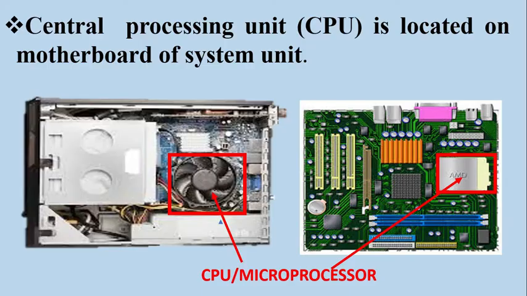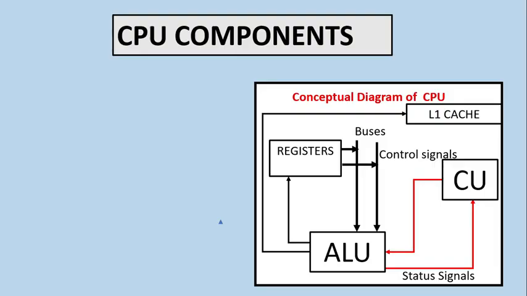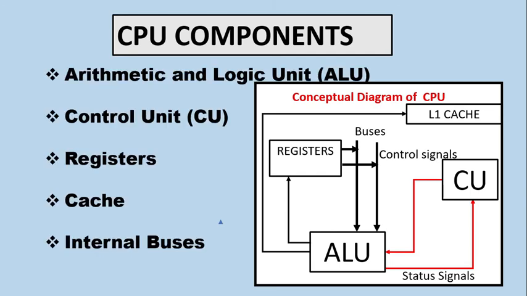Central processing unit is located on the motherboard of the system unit. It is highlighted by a red square. CPU components are arithmetic and logic unit, control unit, registers, cache memory, and internal buses. On the right side is the conceptual diagram of the central processing unit.